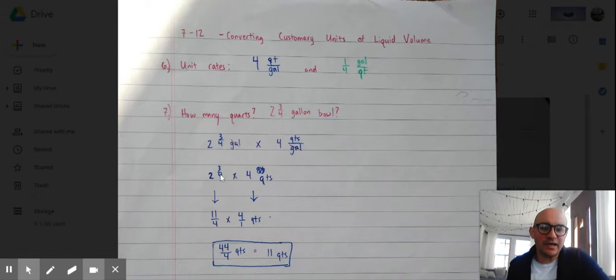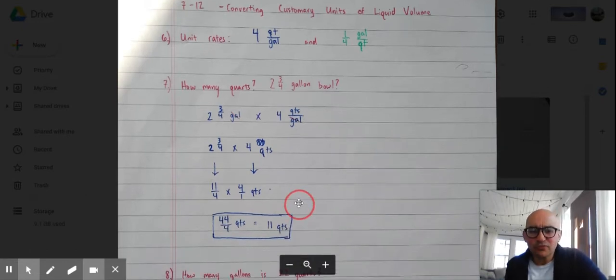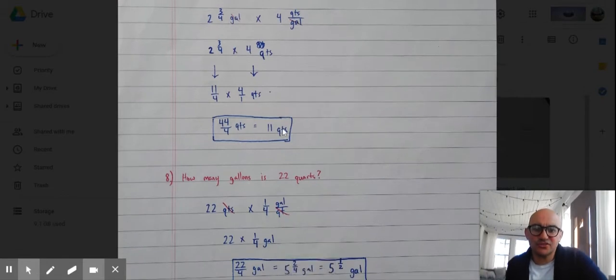But before I multiply a mixed number by a whole number, I need to convert that mixed number into an improper fraction. And so I do that here, 11/4 times 4 over 1. Remember, turn a whole number into a fraction by just putting 1 underneath. And then you multiply top times top, bottom times bottom, you get 44 over 4. Quarts is our measurement. 44 over 4 simplifies to 11 quarts. Okay?